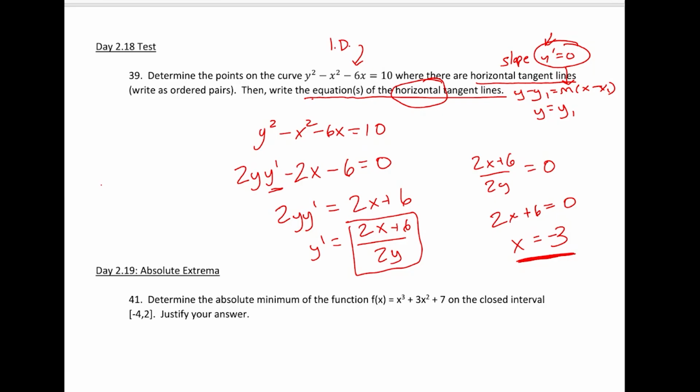Now, because of the nature of the original equation, we have a y squared in there. It's possible we get 2 coordinates. I wouldn't try to remember how many coordinates you could get. What you want to do is just plug that back into the original equation and solve for y, and however many solutions you get, that's how many coordinates there will be. So let's plug that back in. We got x equals negative 3. We are going to substitute that back into x.